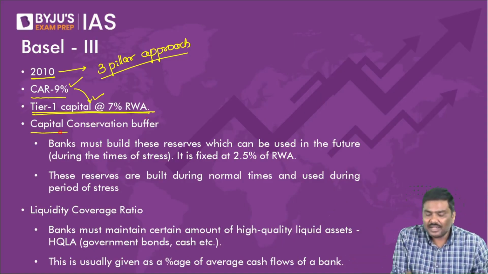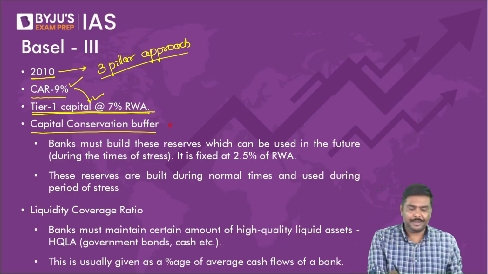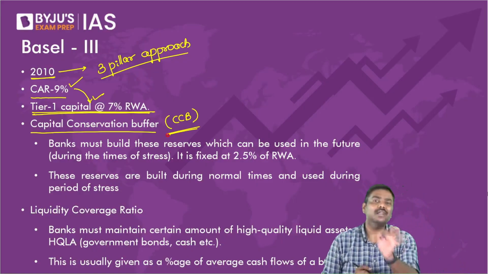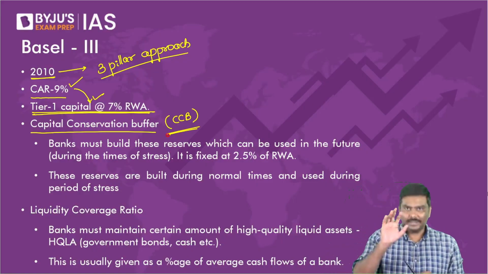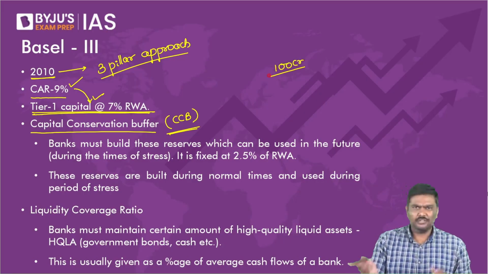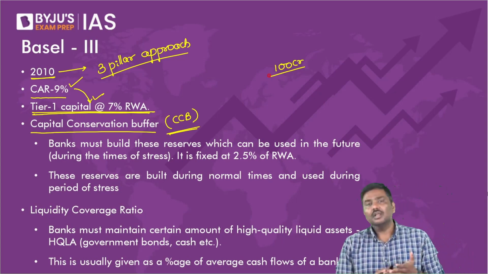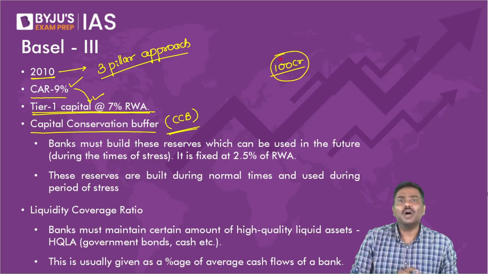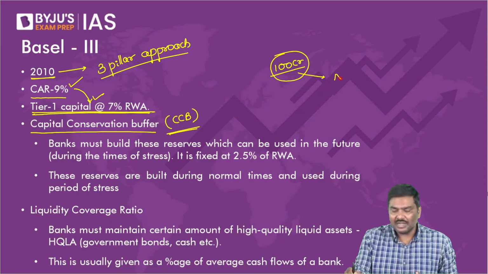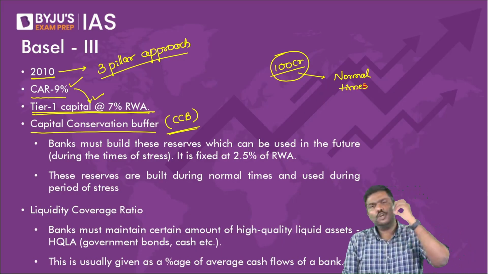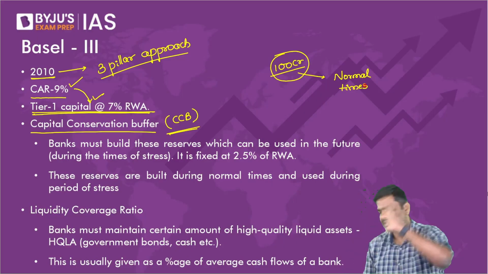Next one, capital conservation buffer, CCB. What do you mean by capital conservation buffer here? Imagine you have collected 100 crore rupees worth of capital in the form of tier 1 and tier 2. Can I say this much capital should be sufficient to absorb the losses during normal times? During normal times, this much capital should be sufficient for you to absorb losses.